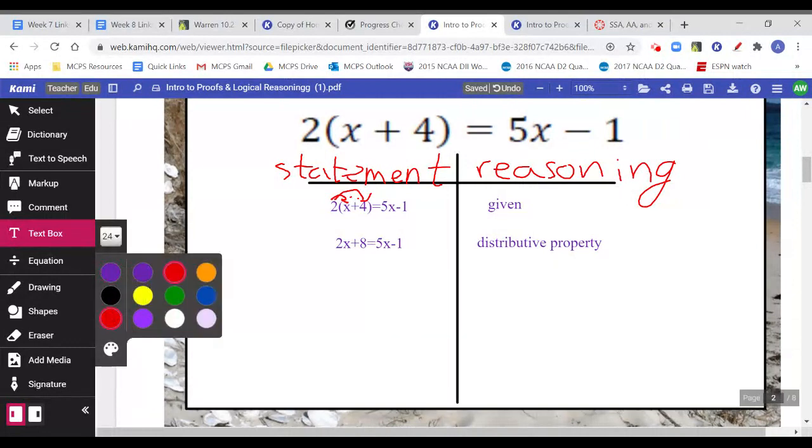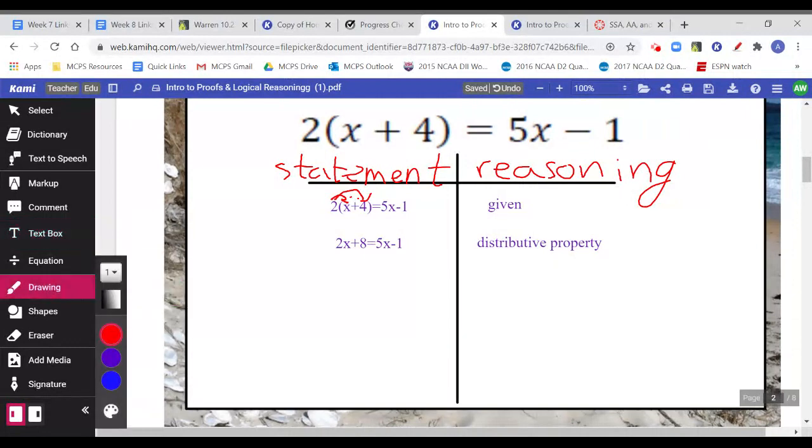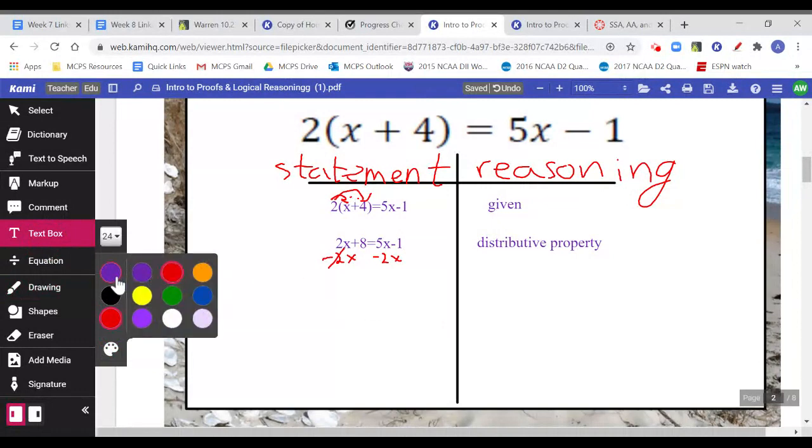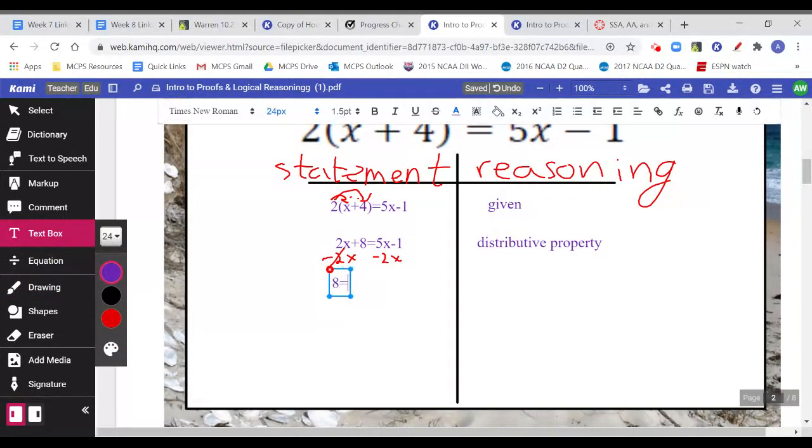So what I'm going to do at this point is I would like to subtract 2x from both sides so that I can cancel out the 2x from the left side. And when I do that and then go to rewrite my equation, that leaves me with just 8 on the left side and 3x minus 1 on the right side.